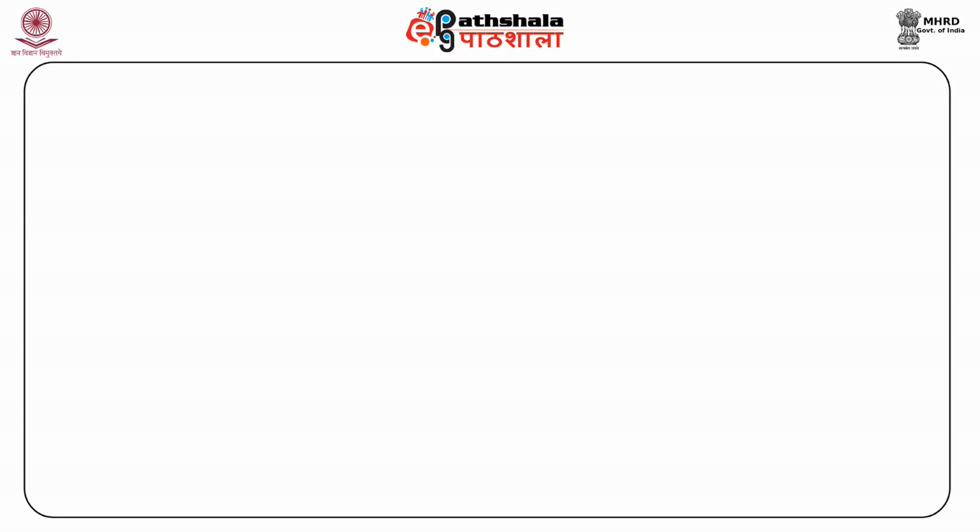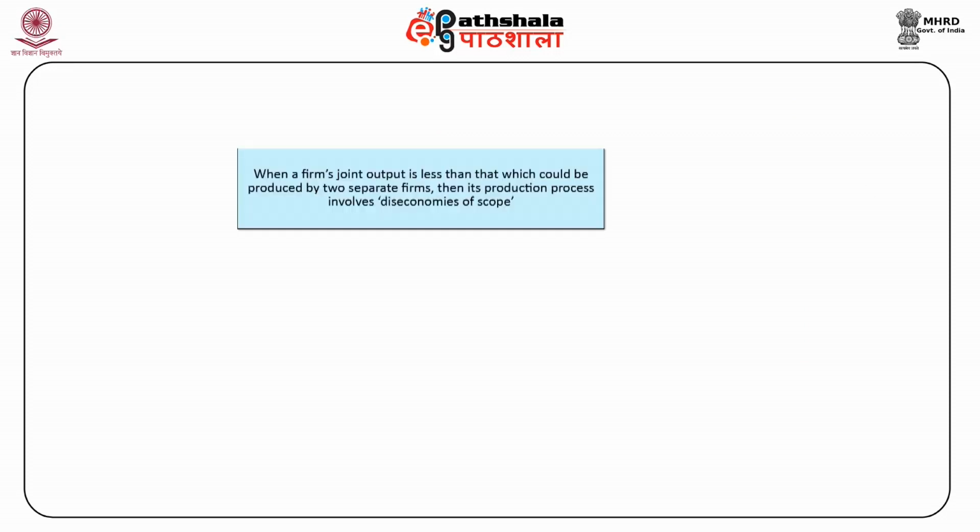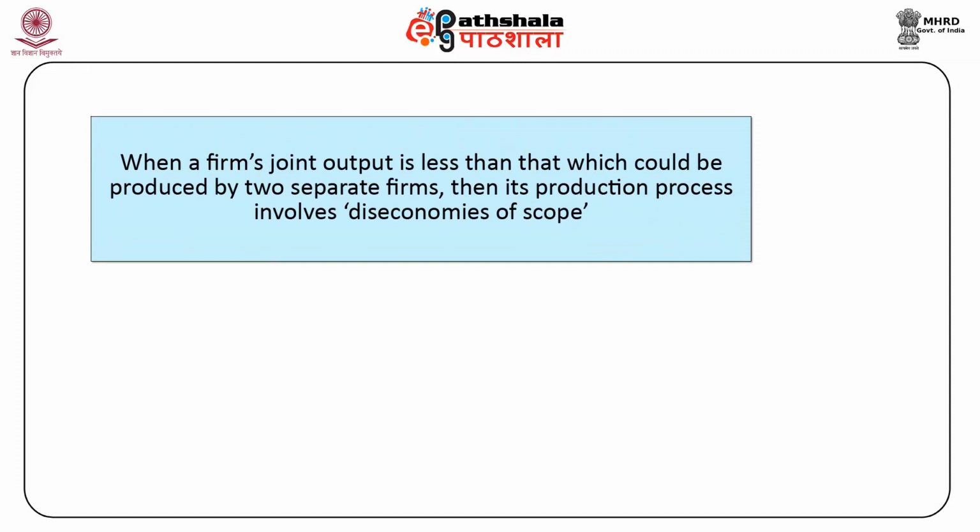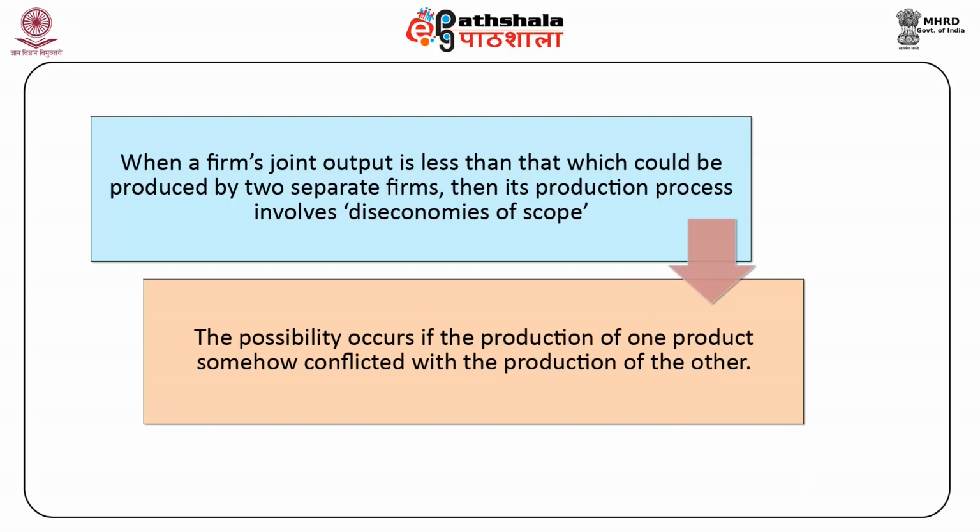Let us now understand diseconomies of scope. When a firm's joint output is less than that which could be produced by two separate firms, then its production process involves diseconomies of scope. This possibility occurs if the production of one product somehow conflicts with the production of the other.